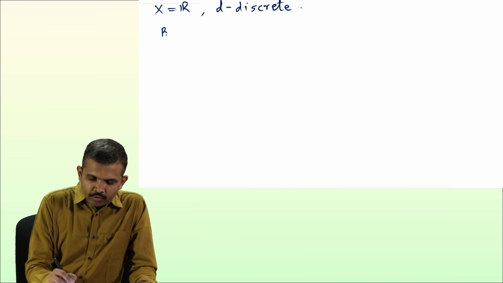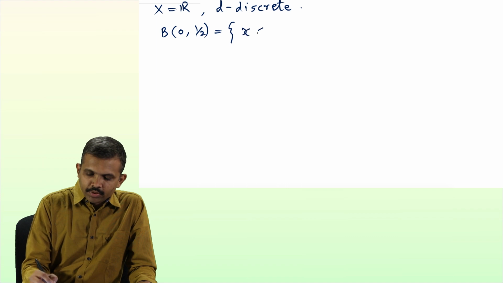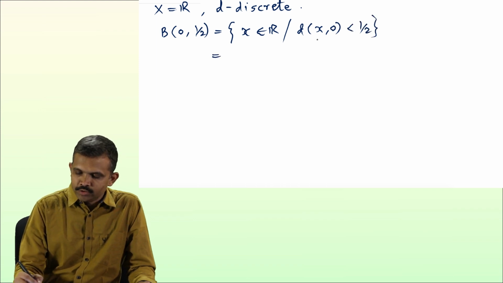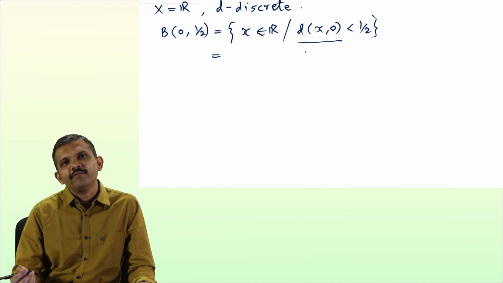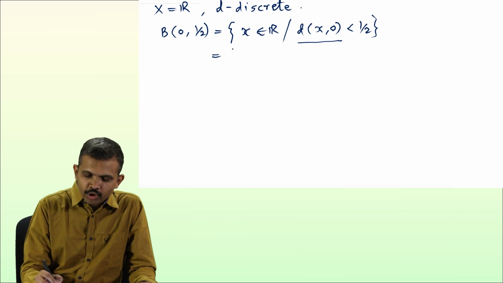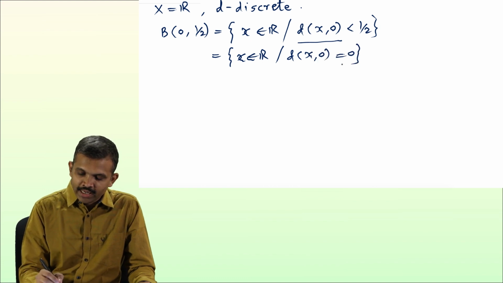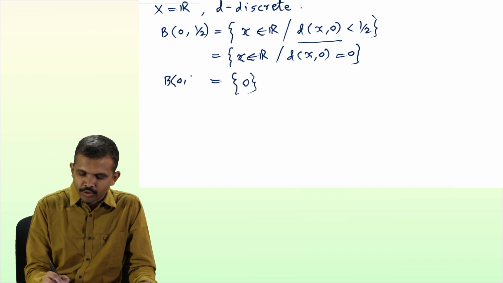So, if I ask what B(0, 1/2) is, then it is nothing but all the real numbers for which the distance between x and 0 is less than half. But we know that the distance between x and 0 has only 2 possible values, either 0 or 1, and since it must be less than half, it cannot be 1, and hence the only option left is 0. Hence, we must have d(x, 0) equal to 0, and so I get the singleton {0} as B(0, 1/2).